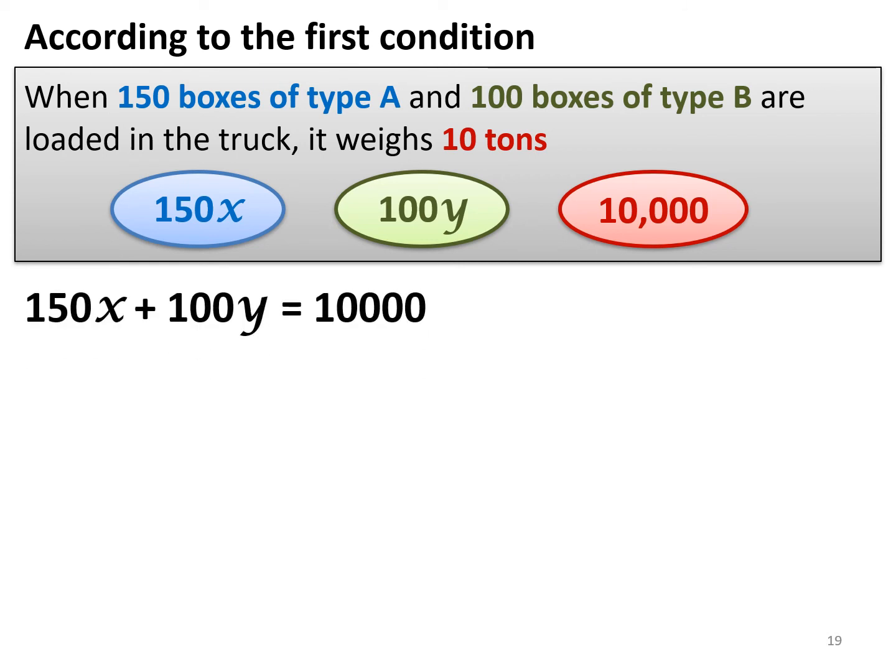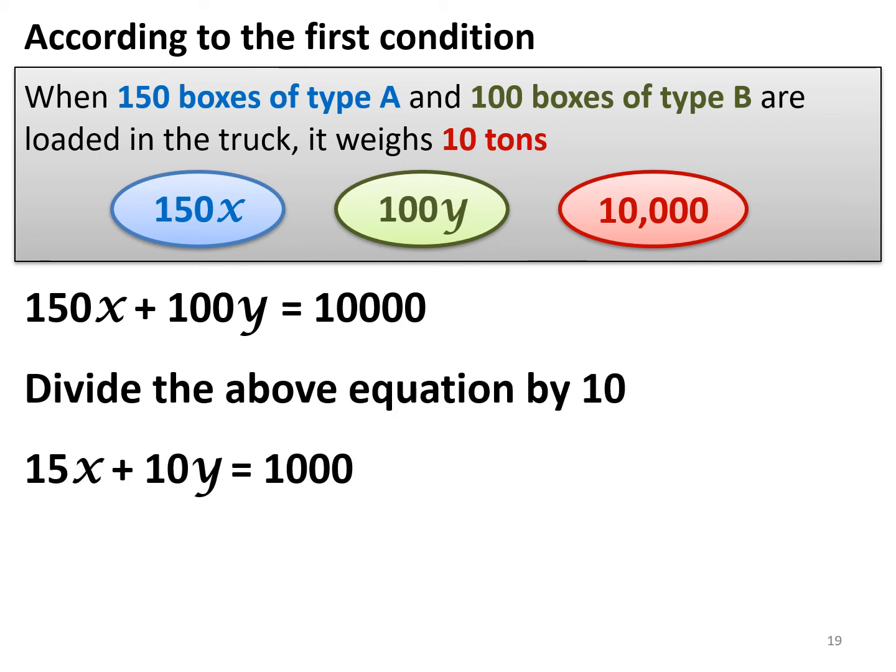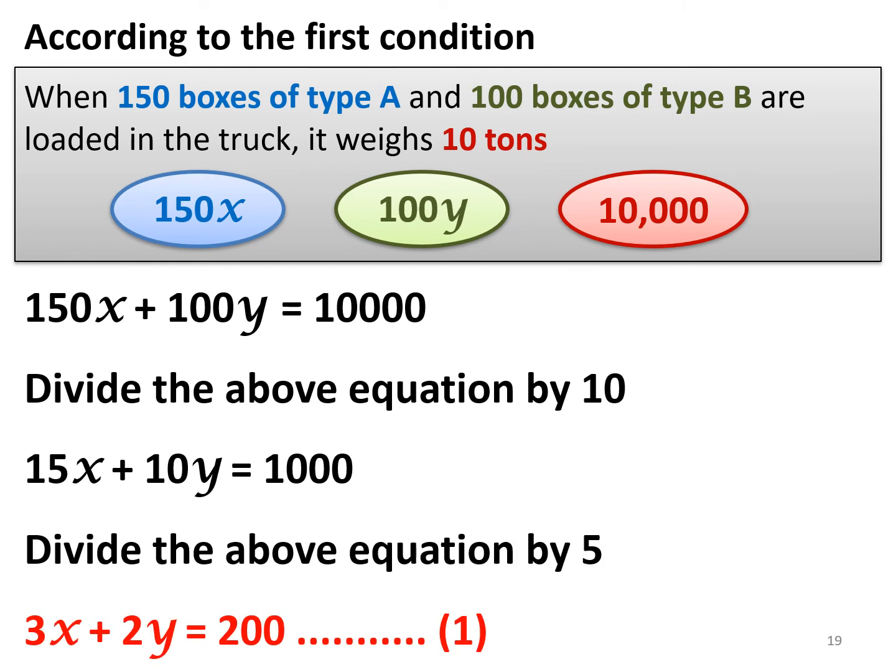So the statement goes as 150x plus 100y is equal to 10,000. This is my equation form. I will reduce the equation, divide the above equation by 10. So I get 15x plus 10y is equal to 1000. Still further reduce it, divide the above equation by 5. So I get 3x plus 2y is equal to 200. This is my equation 1.